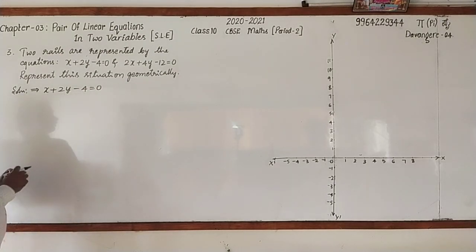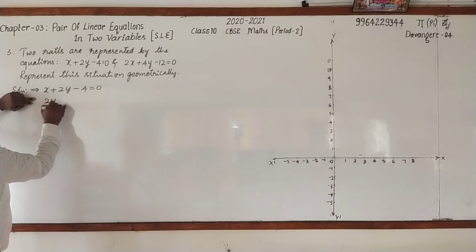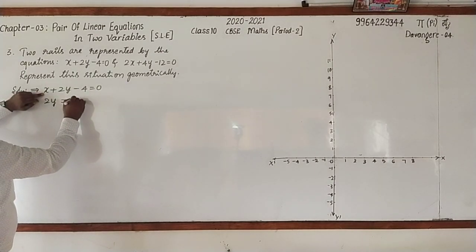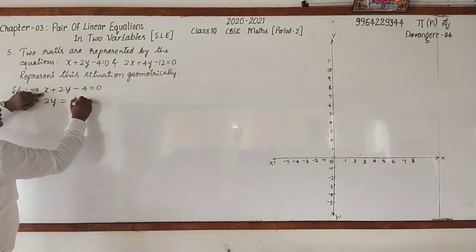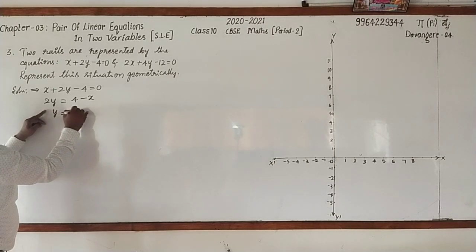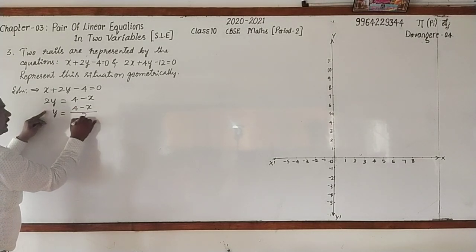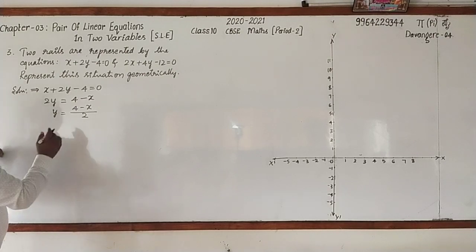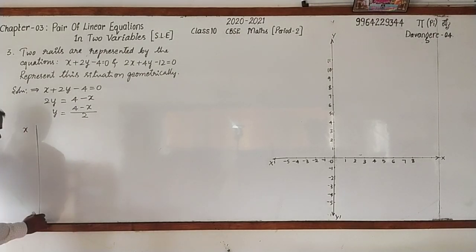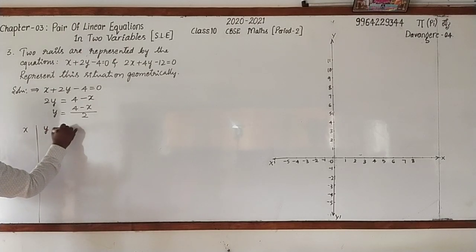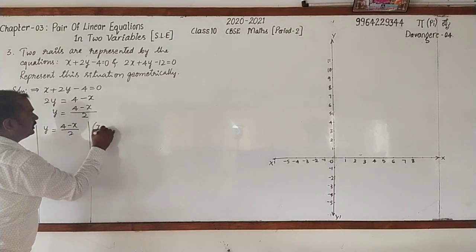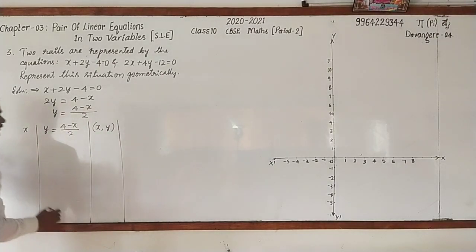Let us solve for y. Hence, keep the 2y on the left hand side as it is. Transfer the remaining to the right hand side: here 4, then take x to the right hand side, becomes minus x. Then y equal to 4 minus x by 2, right? Let us find the coordinate points for these. This is the x column, next is y equal to 4 minus x by 2 as the second column, and the third column is x comma y.